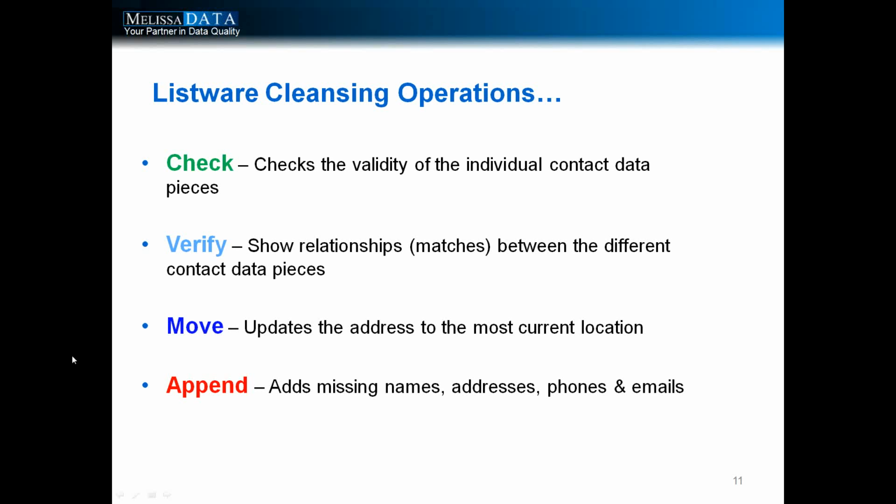Okay, now let's cover some of the specifics on the functionality of Listware. It has four main functionalities, or cleansing operations as we call them. Check will verify the individual contact data pieces. For example, it'll verify and correct the address or verify and correct the phone, but it does not correlate the two together. This is what our current products, our Web Smart services, already do. This is what sets Listware apart from these.